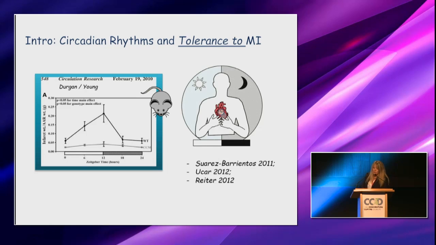After that paper was produced, a number of people looked at this in the human clinical situation as well, and the specific time varies a little bit depending on what procedures are used, but it recapitulates the same idea, which is that depending on what time of day or night you have your heart attack, it's going to vary your tolerance.